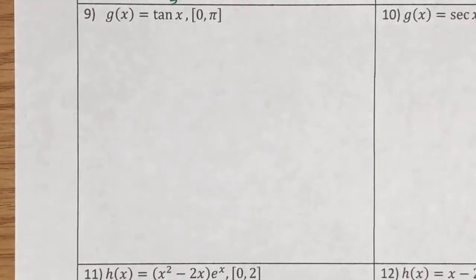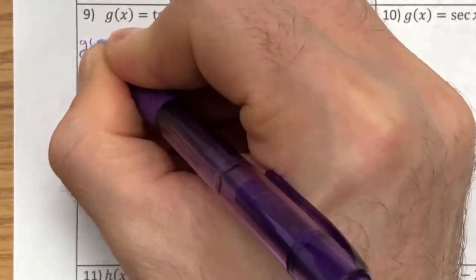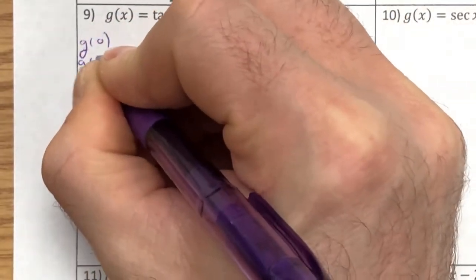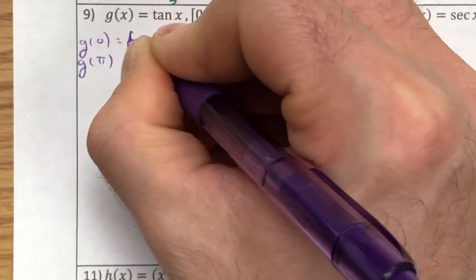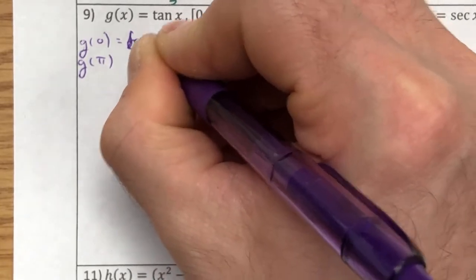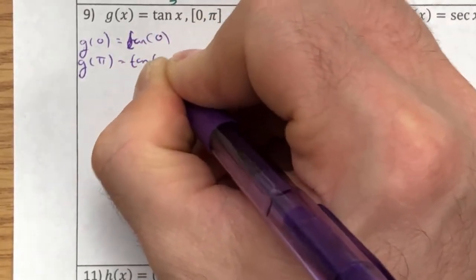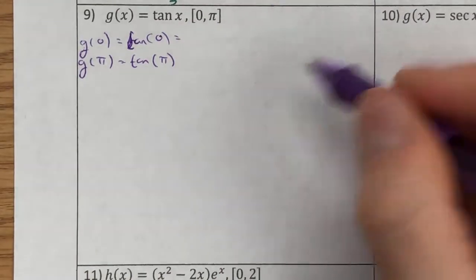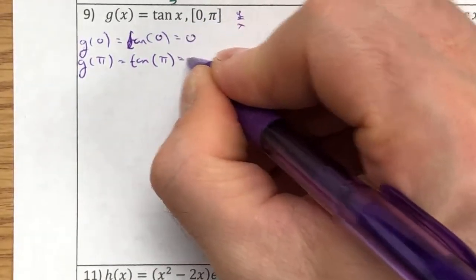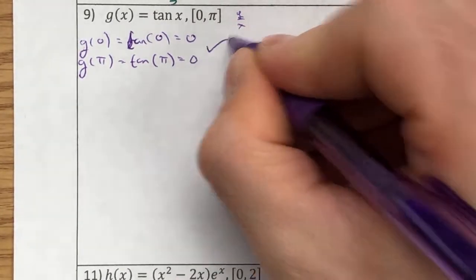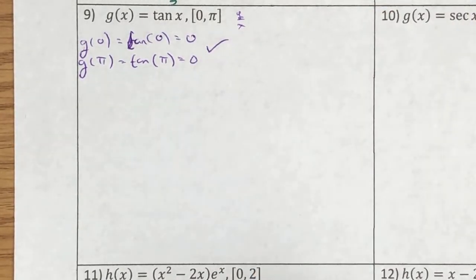So let's take a look at tangent. Now, the first thing on Rolle's theorem that we want to do on number 9 is we want to plug in g of 0 and g of pi. So the tangent, I think that was an f that I just drew. So tangent of 0 and the tangent of pi. So tangent we know is y over x. Y over x of 0 is going to be 0. Of pi, it's also going to be 0. So the left and the right sides are equal.